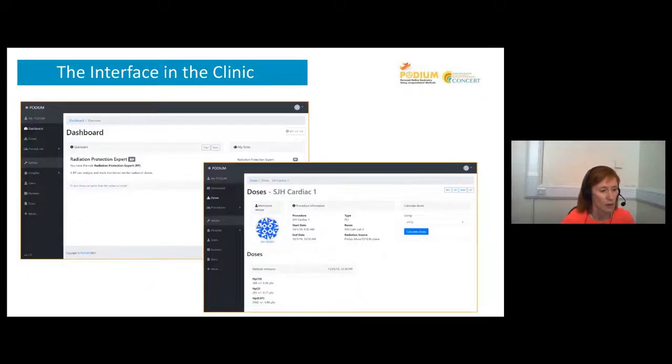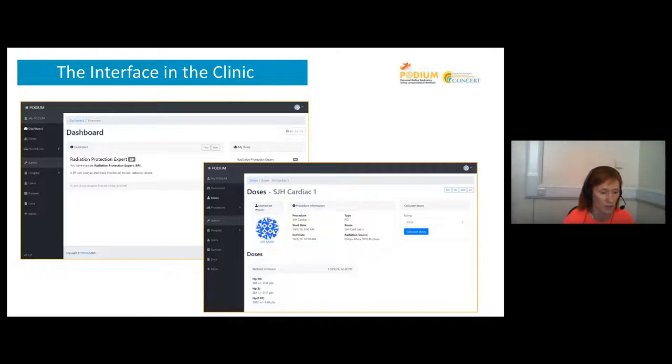So what we would ideally like to get to in the end is to have this online interface where we can have something in the clinic where we can, in real time or at the end of the case, see the staff doses. So as part of PODIUM, in work package 3, some work was done on the front end and the interface of the solution that we might use in the clinic, and we were asked to run some trials on this as well.